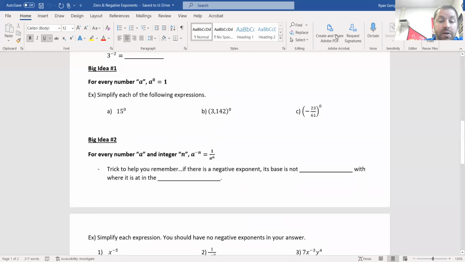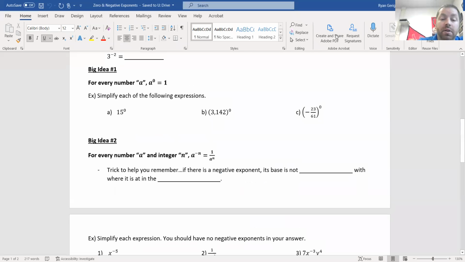So that leads to a bigger idea, which I'm going to clear everything and move down to big idea number 2, which says for every number a, and integer n, a to the negative n equals 1 over a to the n. Now, I'm going to try to help you remember this, and you're going to hear me say it and think, that's really cheesy. That's okay. I don't care. It's going to help you remember. If there is a negative exponent, its base, make sure you understand what I'm talking about here. The base is a. Its base is not happy with where it's at in the fraction.